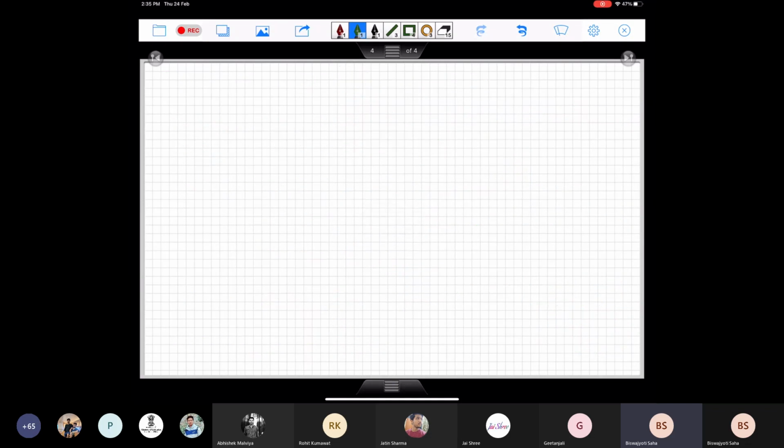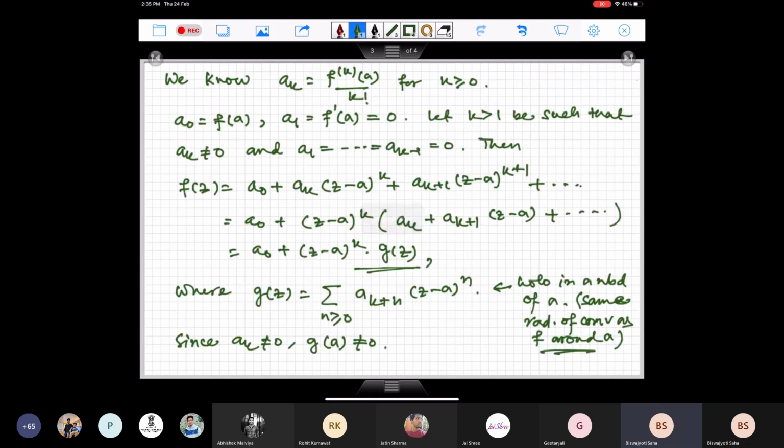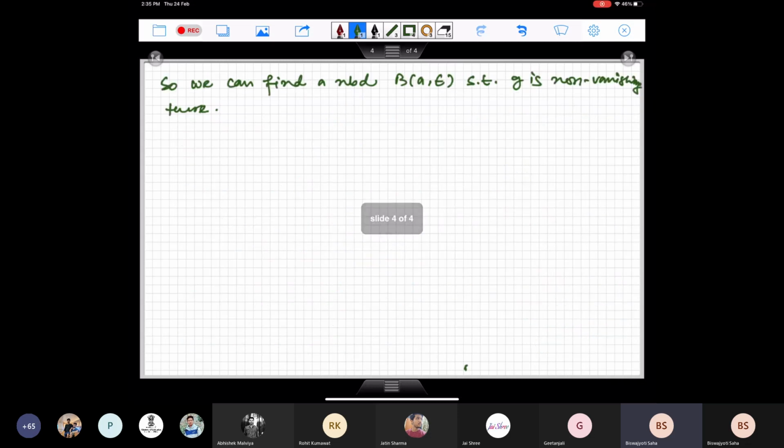So what we can do is figure out a neighborhood where the function is going to be non-vanishing. Okay, so we can find a neighborhood, let's say B(a, epsilon), such that g is non-vanishing there. Because g(a) is not equal to 0, in a neighborhood around a the function will be non-zero just by continuity. So I get this one.